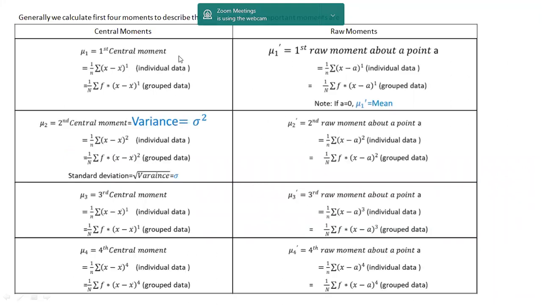Basically, in the course we are going to calculate four moments. The first one is the central moment. The second moment we call the variance. The positive square root of the variance we call the standard deviation. So the second moment gives the variance, and from the variance we can get the standard deviation. Moment 3 and moment 4 will help us get the skewness and kurtosis, which we will discuss in further classes. So these are the central moment formulas, and the right side column is what we use to get the raw moments of the given data.